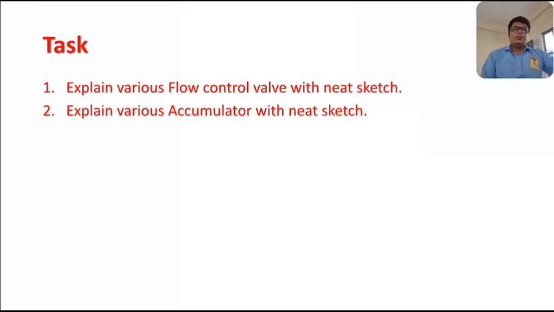In flow control valves we have seen a total of three types: the plug valve or globe valve, second the butterfly valve, and the third one the balanced valve. And the second question we learned in this video is the various types of accumulators. So again it has three types. First is the weight loaded or gravity accumulator, second the spring loaded accumulator, and third the gas loaded accumulator. So hope you have understood everything.